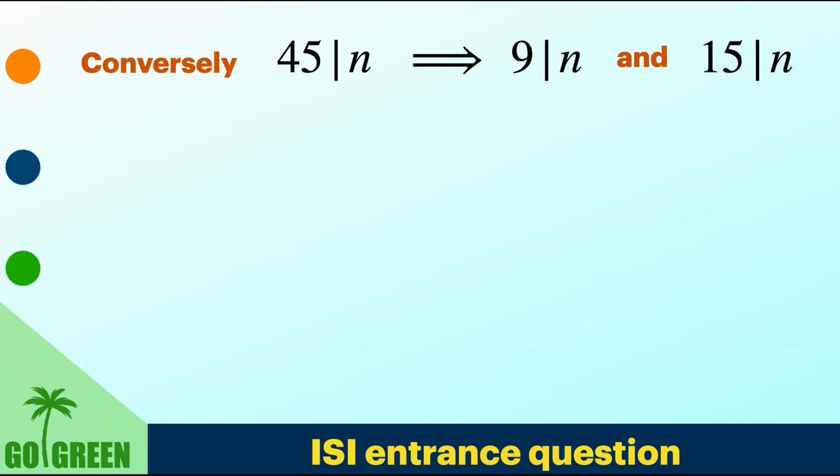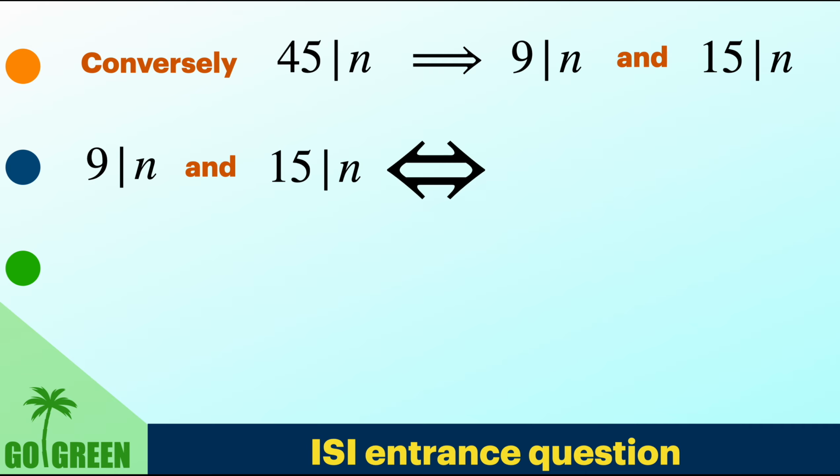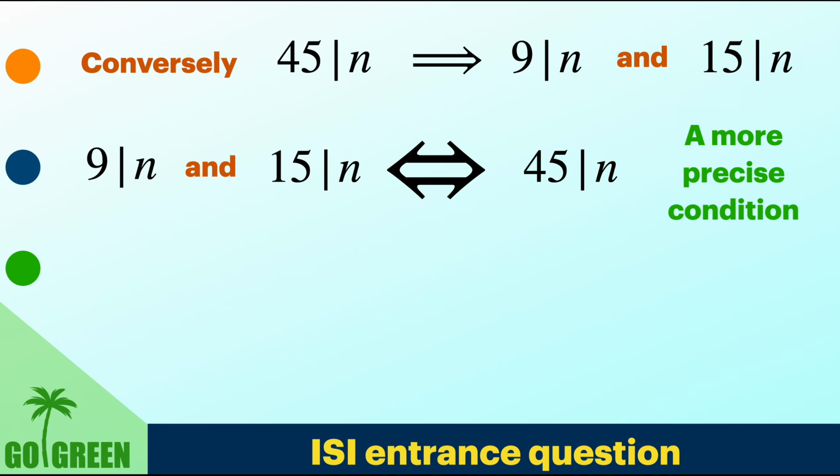So what we have proved so far is that 9 divides n and 15 divides n if and only if 45 divides n. Okay, that is what we proved. So then you can see that this is a more precise condition, right? 9 divides n, 15 divides n, it is slightly complicated, but 45 divides n, this is super easy, right? And we have seen that these are if and only if conditions.